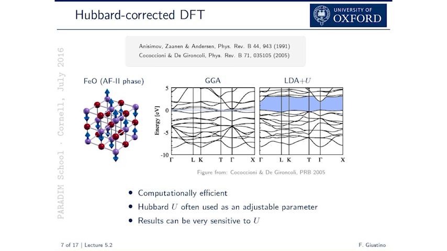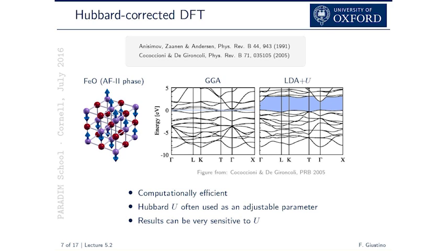So the bottom line and the take-home message for this slide is that whenever one presents results calculated using DFT plus U, it is really important to ask for a sensitivity analysis where you show that the main conclusions do not depend on this parameter.